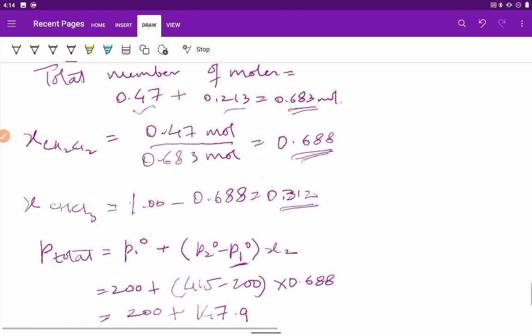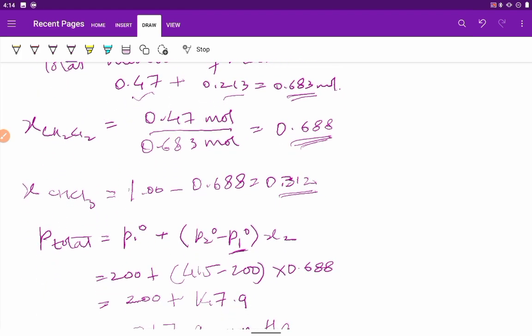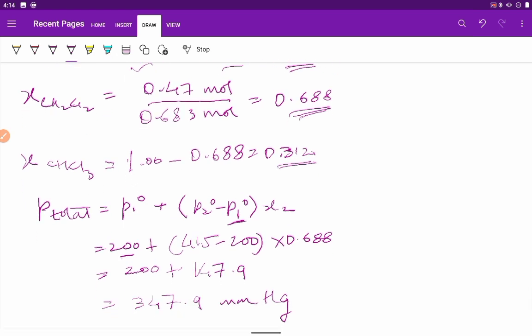Now using the formula P total is equal to P1 naught plus P2 naught minus P1 naught into X2. Put the values. P1 naught 200, P2 naught 415 minus P1 naught, which is 200, into 0.688. We get 200 will come here, and 147.9. So finally we get it as 347.9 millimeter mercury.